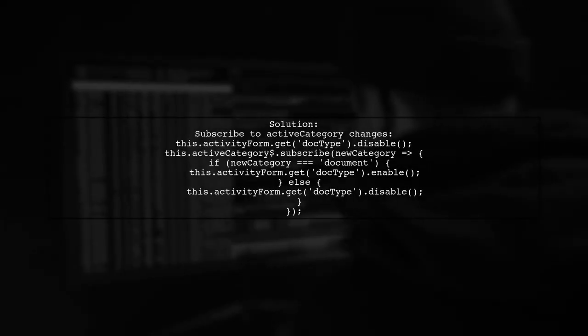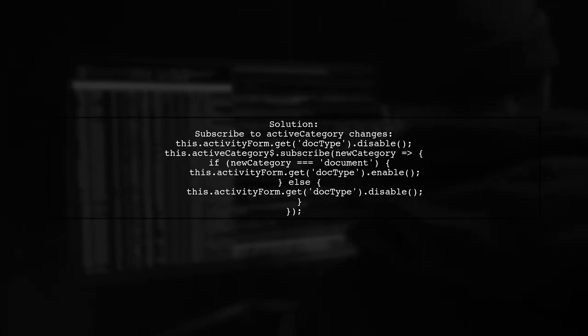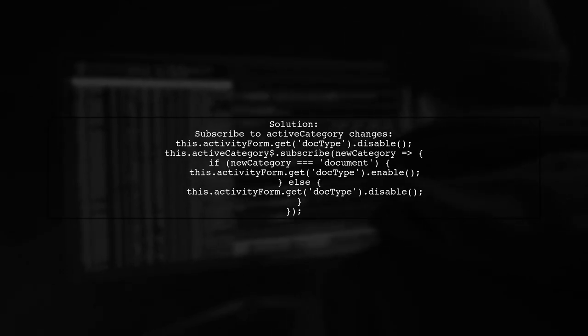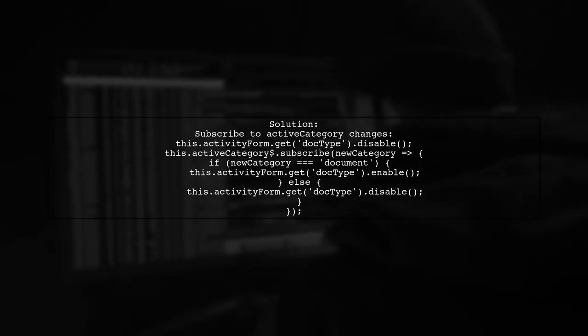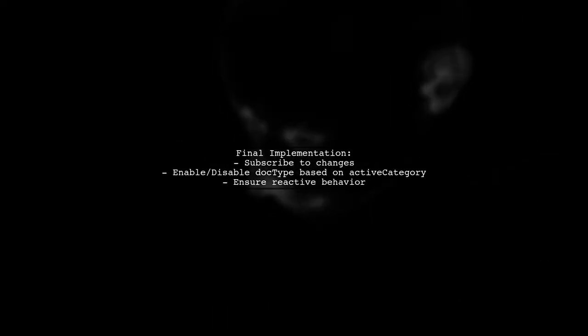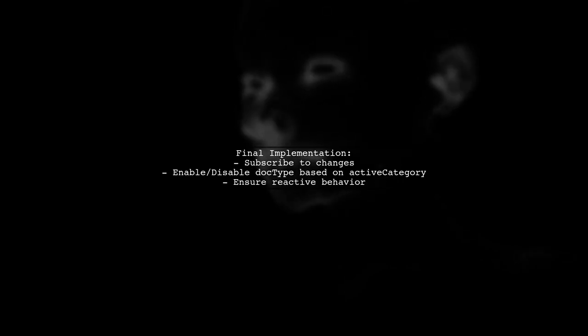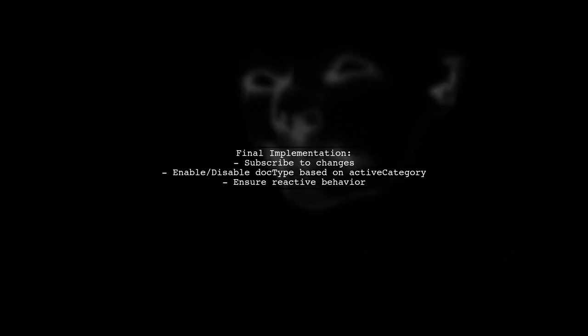To fix this, we need to update the disabled state of the doctype control whenever active category changes. We can achieve this by using the valueChanges observable. Now, whenever active category changes, the doctype control will be enabled or disabled accordingly. This ensures that the form behaves as expected.